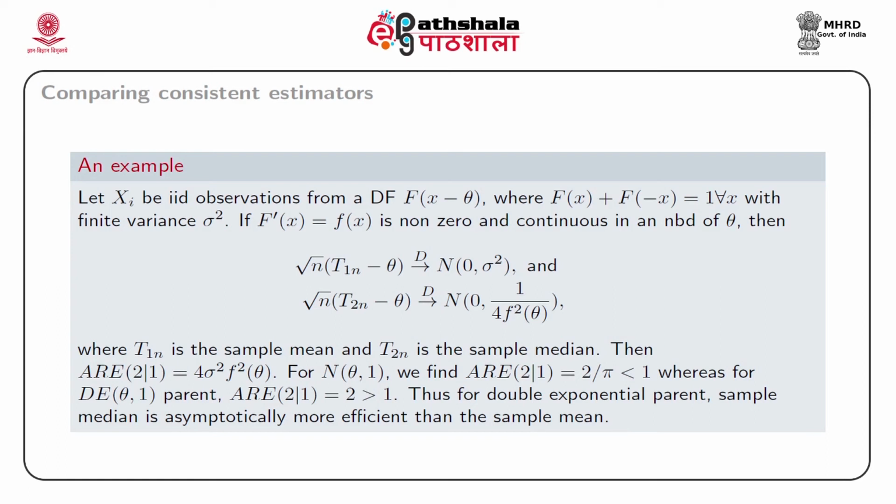Now for a normal theta 1 variable, we find that this ARE comes out as 2 by pi, which is less than 1, whereas for a double exponential theta 1 parent we get this ARE equals 2, which is more than 1. Thus we find that for a double exponential parent, the sample median is asymptotically more efficient than the sample mean.